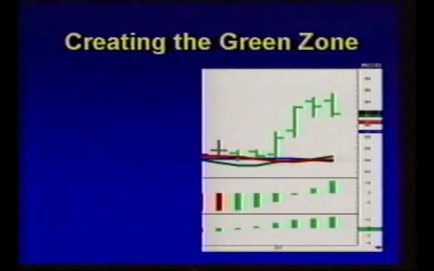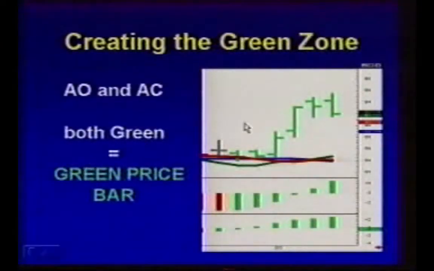So first thing we have to understand is how to create a zone. The zones are created from the AO and the AC, or the momentum and the acceleration of the market. So the first thing we want to look at, we'll start here on the first green bar. Notice the AC is green, and the AO is green, and your price bar is painted green. So that's what creates the price bar. Again here, green, acceleration is increasing. Here, momentum is increasing. You have a green price bar. So if the AO and the AC both agree green, you'll have a green price bar.